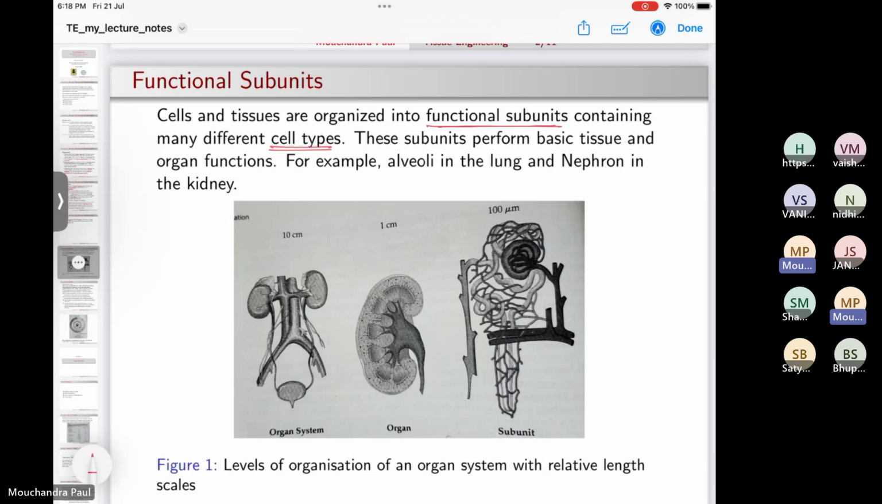Am I understandable? Is anyone having any doubt on this point? If there's any doubt, you guys let me know. Okay, I'll move on. As I was saying, the nephron is a functional subunit of the kidney. Similarly, the alveoli is the functional subunit of the lung.